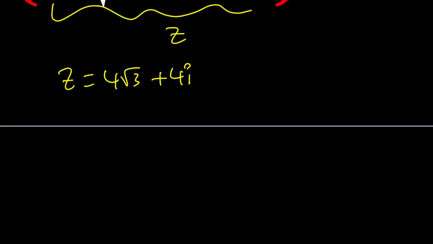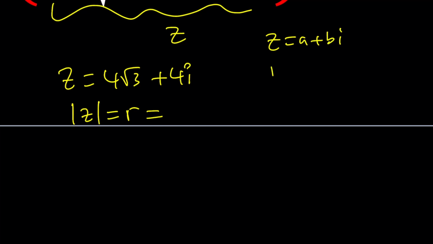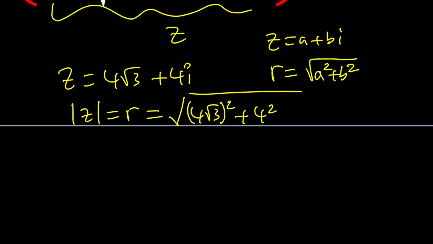So we're going to start by finding the absolute value of z, which you can also call r. Remember, r is the modulus or the absolute value, and it can be found by the formula. If z is equal to a plus bi, then its modulus is the square root of a squared plus b squared, from the Pythagorean theorem. So we do the square root of (4 root 3) squared plus 4 squared. 4 root 3 squared is 48, and 4 squared is 16. Their sum is 64, and the square root of 64 is 8.